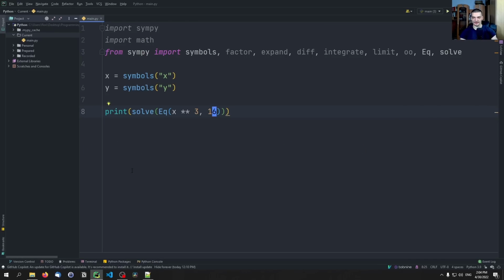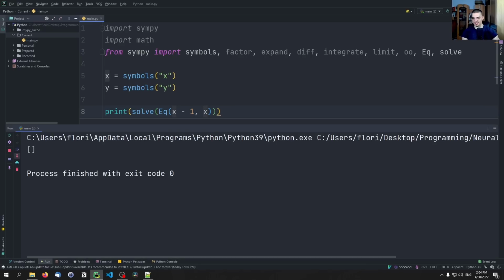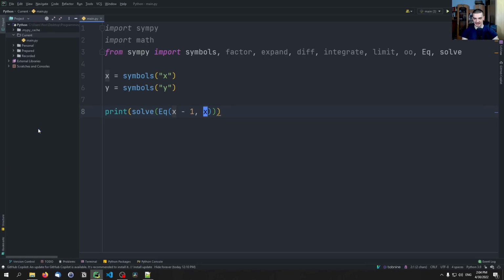And of course, we have certain equations that are just impossible to solve. For example, if I have an equation where I say x minus 1 is the same as x, there is no number that fulfills this rule. There is no number that you can decrease by 1 and you end up with the same number. Because of that, we're going to see that we get an empty list as the solution here.